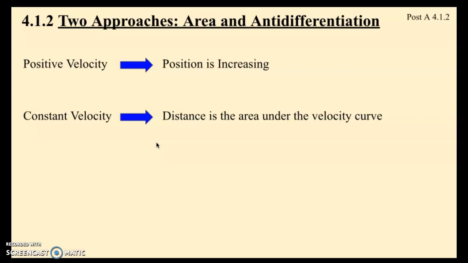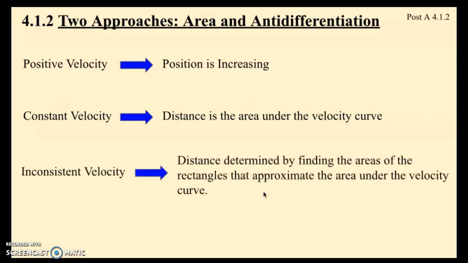We also had a constant velocity, and we found that the distance under the curve of the velocity was going to be our delta position, or our change in position. And that's a huge idea. The area under the curve of the velocity graph is going to be the change in position of our function.